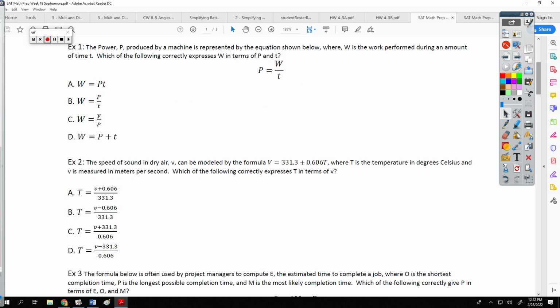So here we go. Example 1 says the power, P, produced by a machine is represented by the equation shown below, where W is the work performed during an amount of time T. Which of the following correctly expresses W in terms of P and T? So what we have to do is take this equation, P equals W over T, and solve for W.